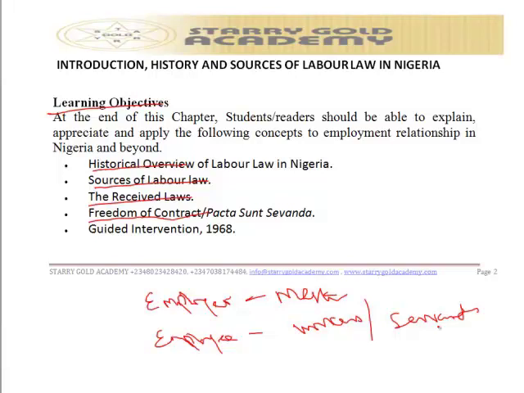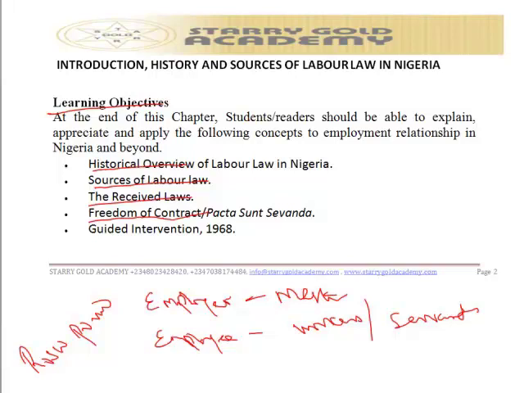As a result of this struggle between labor and capital, the need for the regulation of this relationship is paramount in maintaining industrial harmony. And this man, who is known as Roscoe Pound, propounded that law is the instrument of social engineering, while Roberto Unger contributed that law is the glue that holds the society together.